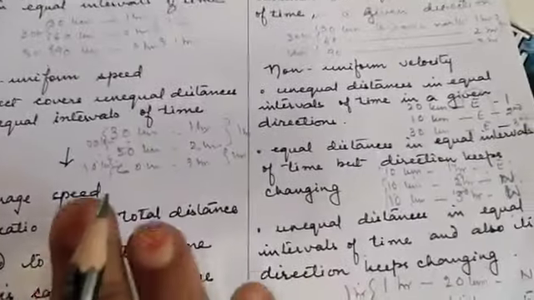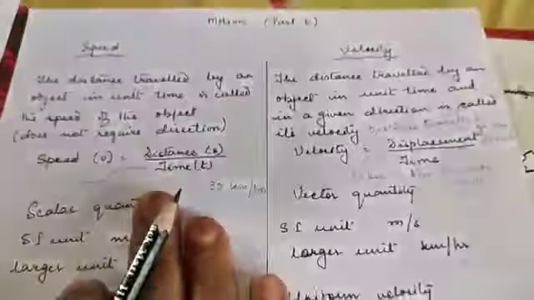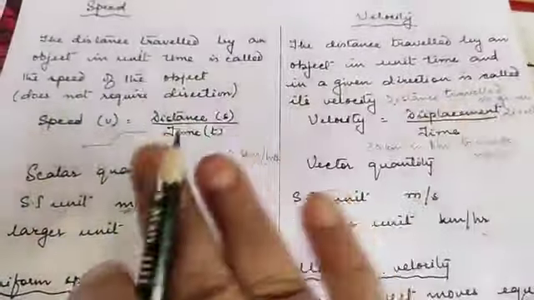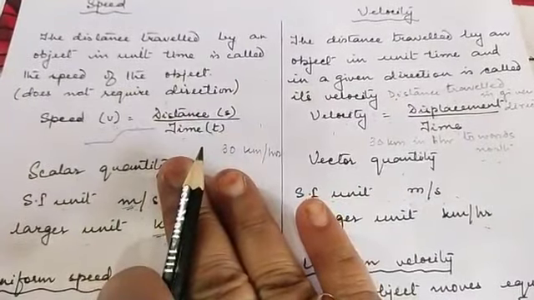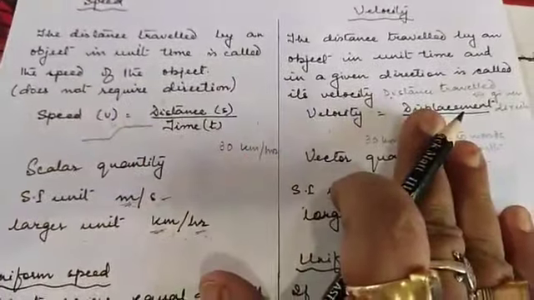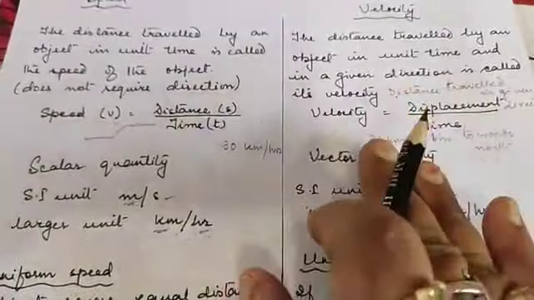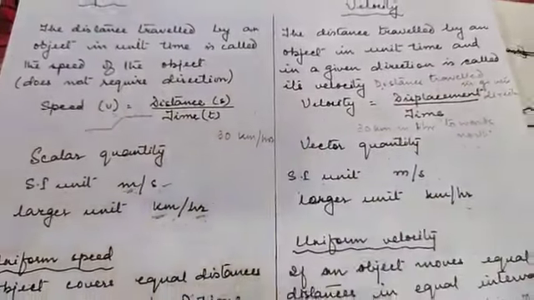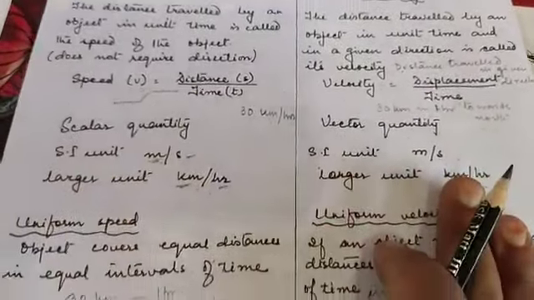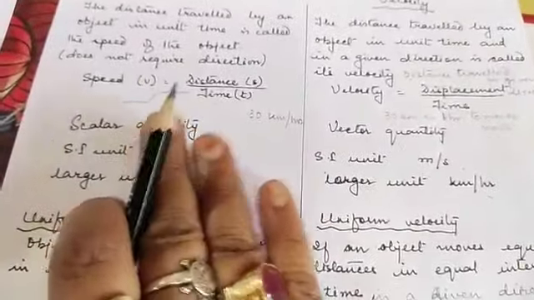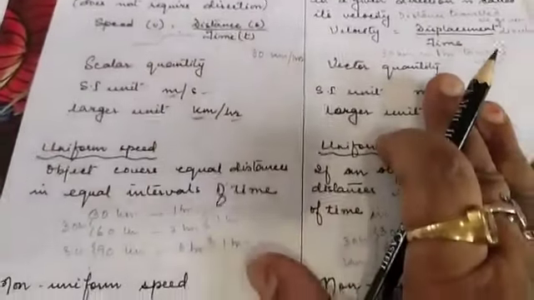Okay, clear? Speed and velocity. Speed is distance travelled in unit time. Velocity is distance travelled in unit time in a given direction. The SI unit for both is the same. Speed is a scalar quantity, velocity is a vector quantity.